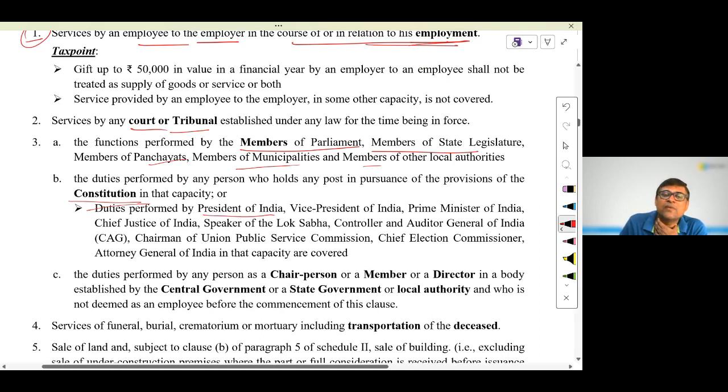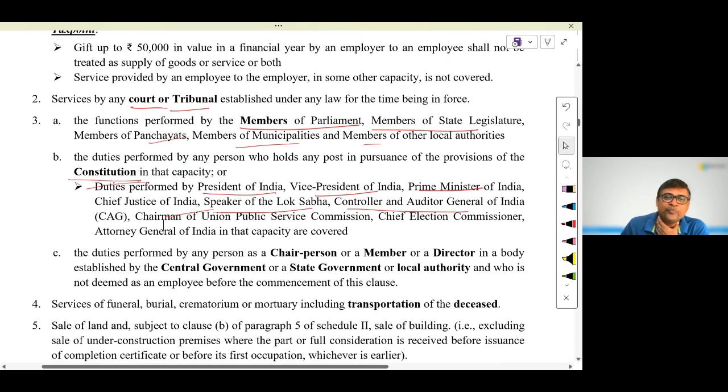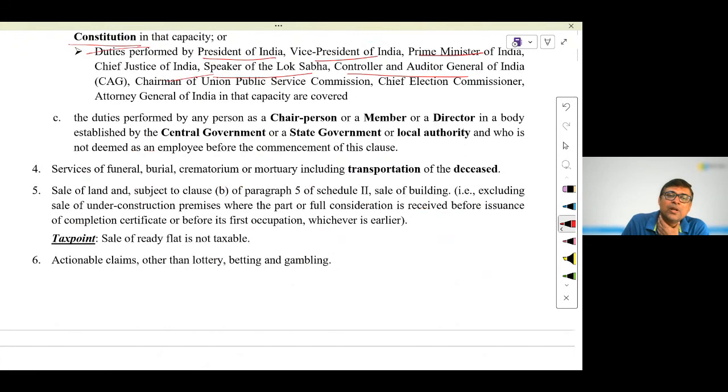Constitutional posts like President of India, Vice President of India, Prime Minister of India, Comptroller and Auditor General of India, Speaker of the Lok Sabha, Chief Justice of India, etc. Whatever services they provide while performing their duties are not considered as supply for the purpose of GST. Next, services of funeral, including transportation of the deceased.